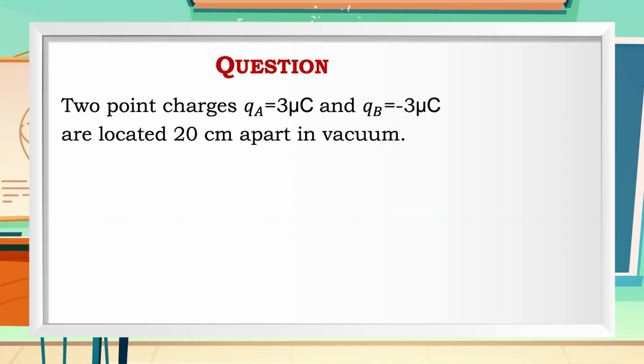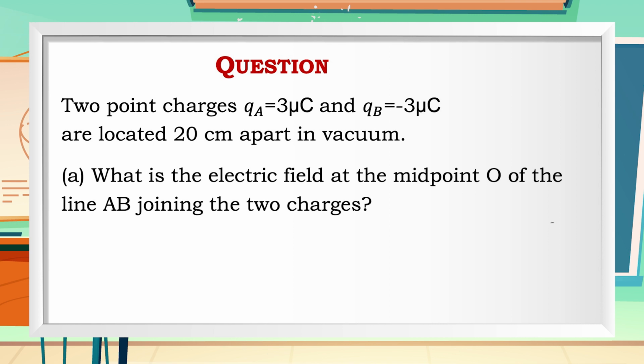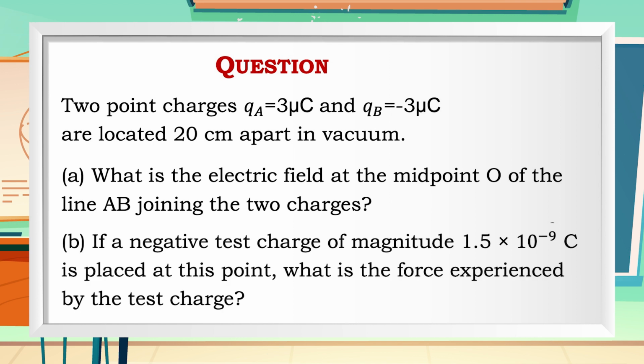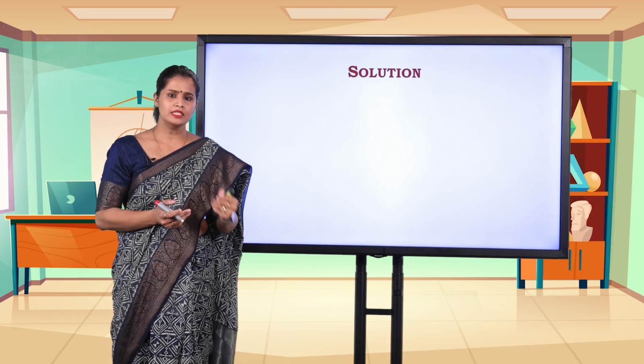The question is: two point charges QA, 3 microcoulomb, and QB, minus 3 microcoulomb, are located 20 centimeter apart in vacuum. What is the electric field at the midpoint O of the line AB joining the two charges? And if a negative test charge of magnitude 1.5 × 10^-9 coulomb is placed at this point, what is the force experienced by the test charge? Let's try to find out the answer to these questions.